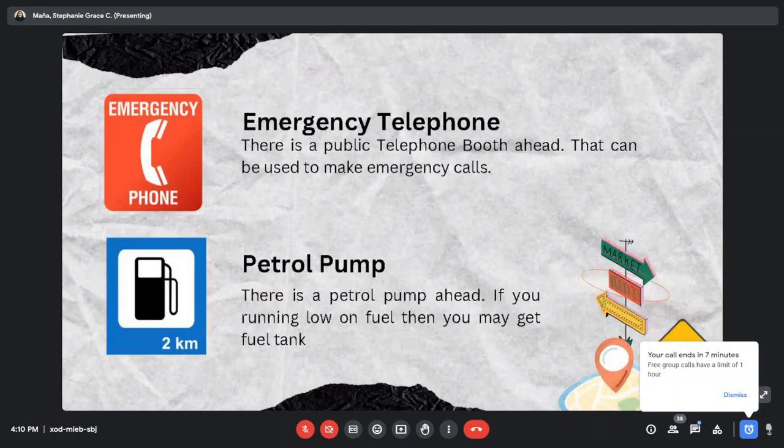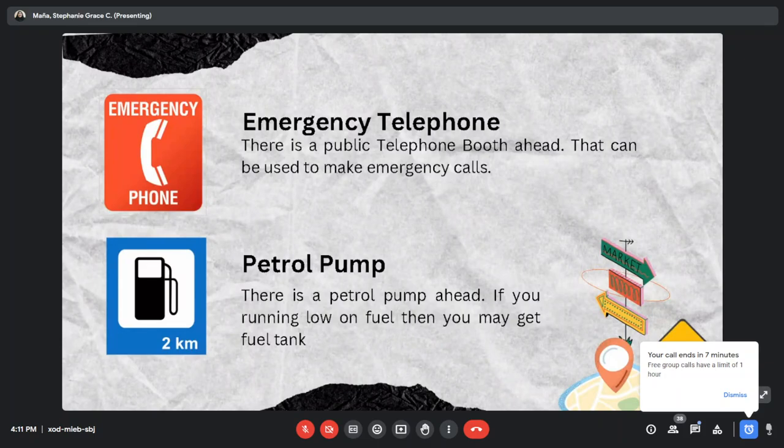The next informative sign is emergency telephone. So if there is a public telephone booth ahead, it may be used for emergency calls. Drivers should know these types of signs, so whenever an emergency arises, they know where they can have quick access to telephones.